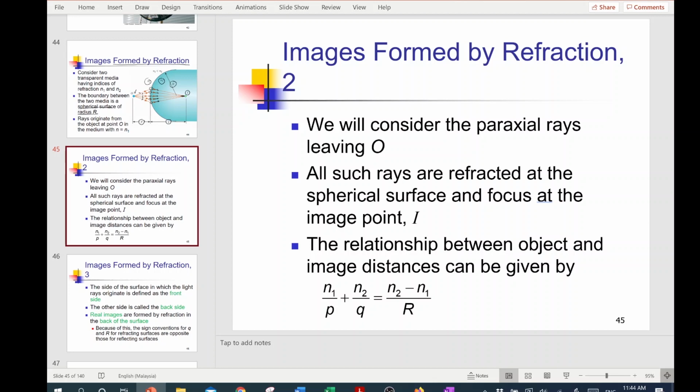And the relationship between the position of the object and the position of the image is given by this equation, where p is the object position, q is the image position, n1 is the index of refraction in medium 1, and n2 is the index of refraction in medium 2. We have this equal to the difference in terms of the index divided by the radius of curvature.